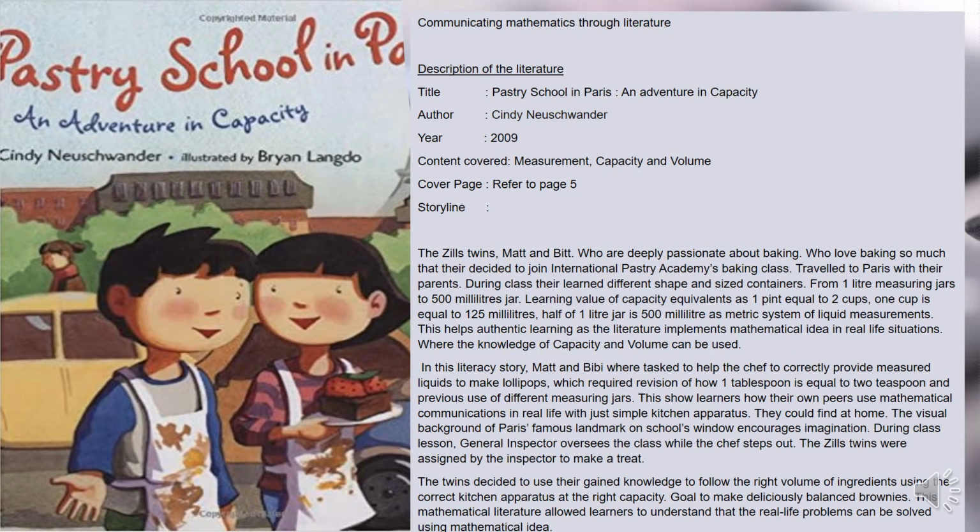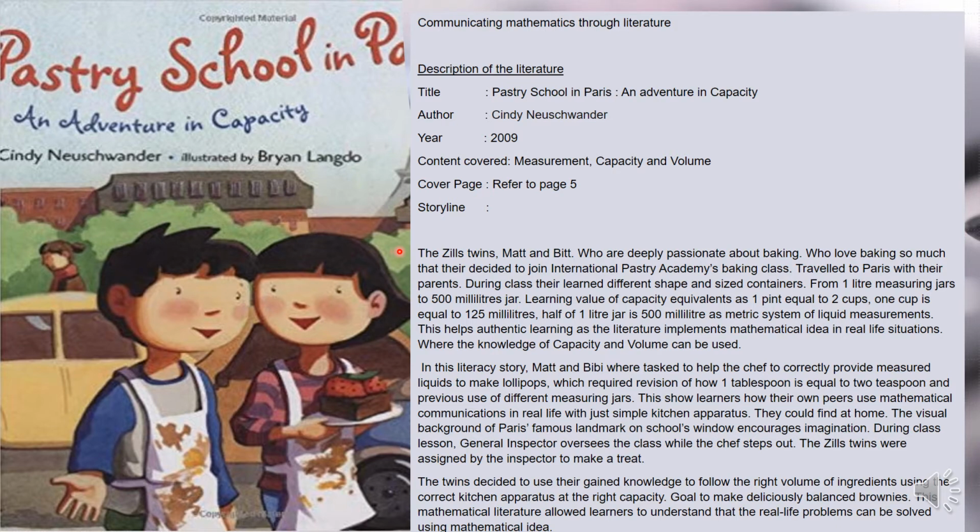This is an example of how I would answer the assessment, which is communicating mathematics through literature. The first thing they asked for is the title and the description of the literature: Pastry School in Paris, an adventure in capacity, the author, the year, the content covered, and the cover page. I said they should refer to page 5.